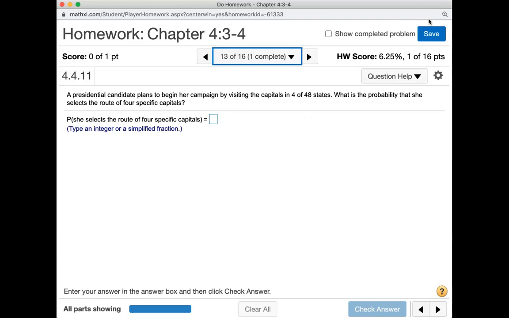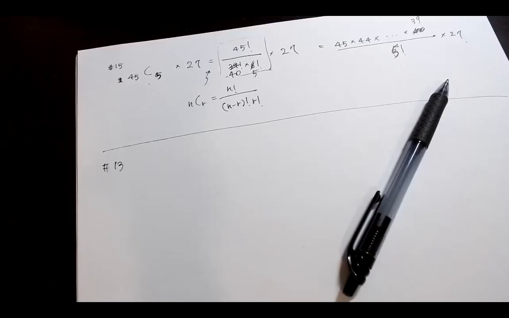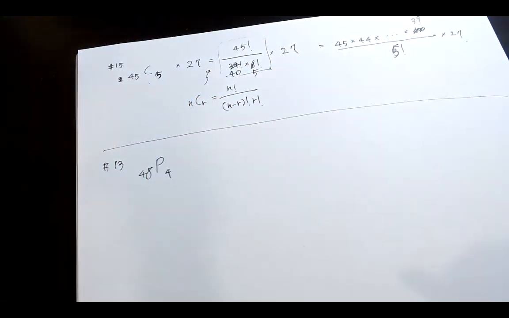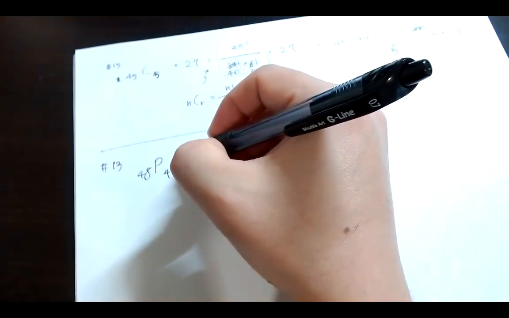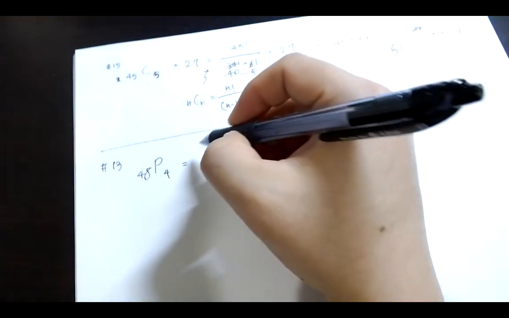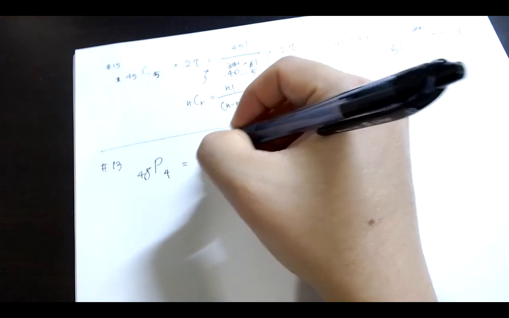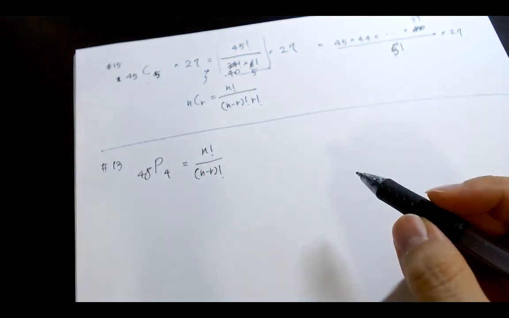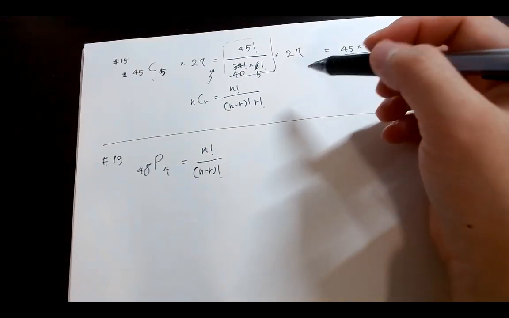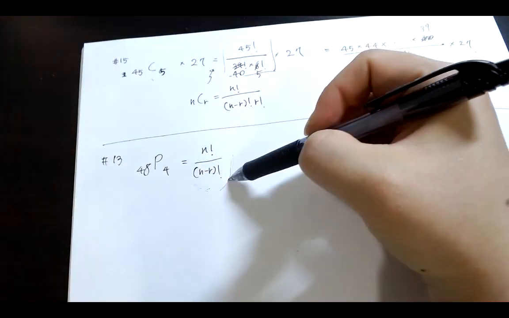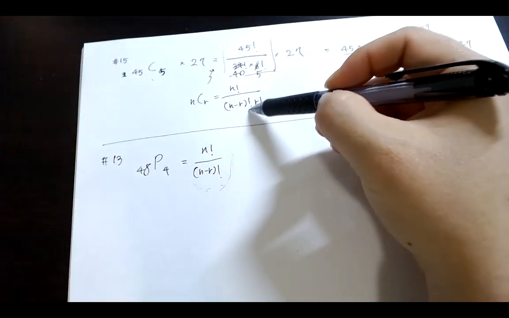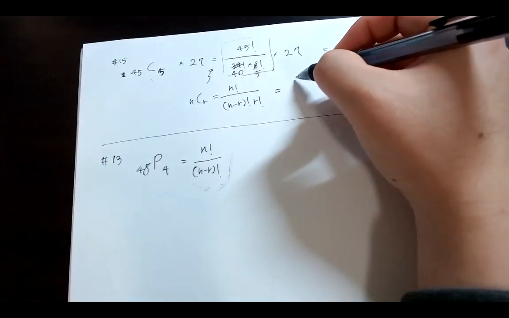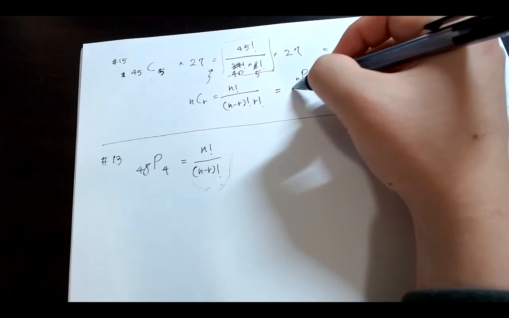Let me do that on the sketch paper. On number 13, we need to figure out 48P4. That's going to be n factorial divided by n minus r factorial. Actually, that fraction tells us that nCr is equal to nPr over r factorial.